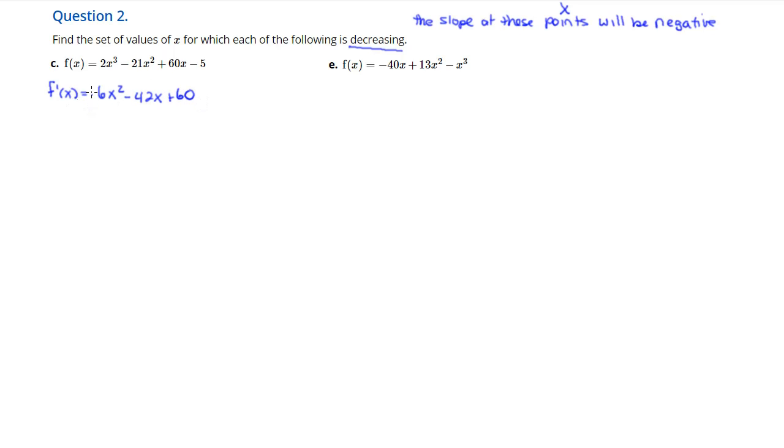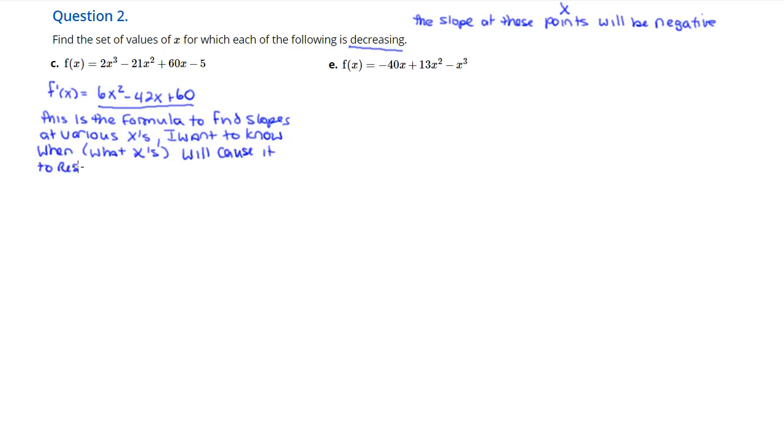and we use the power rule to do that. And keep in mind, this derivative is the formula that we can use to find all the slopes at various x's. Well, we want to know when the slopes are going to be negative. So what we're going to do is take our derivative and set it so it results in less than 0.